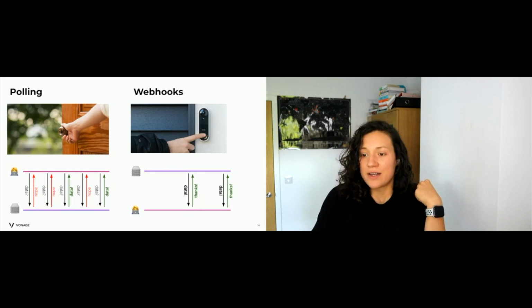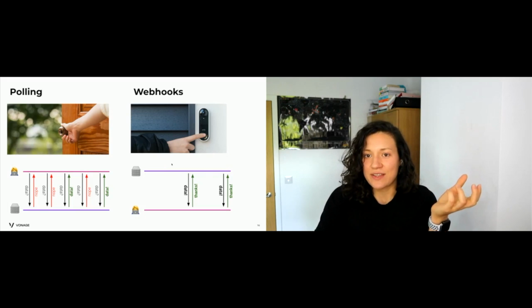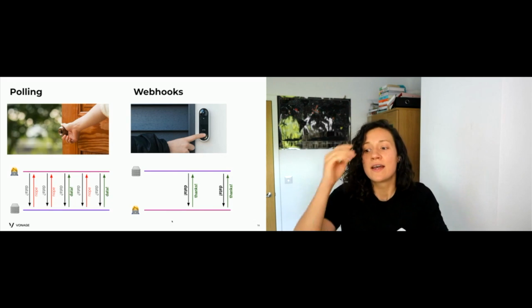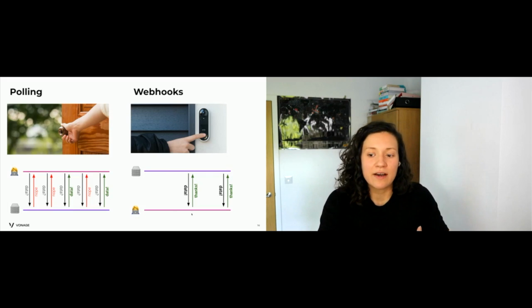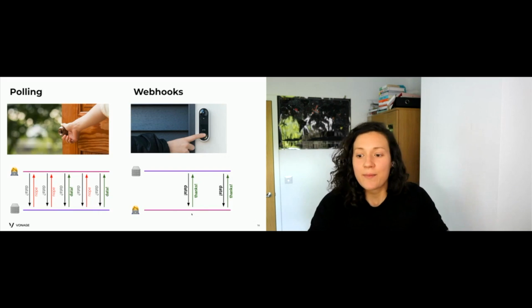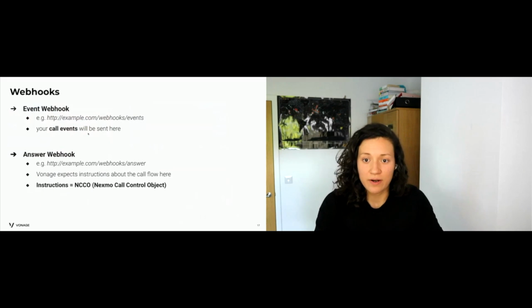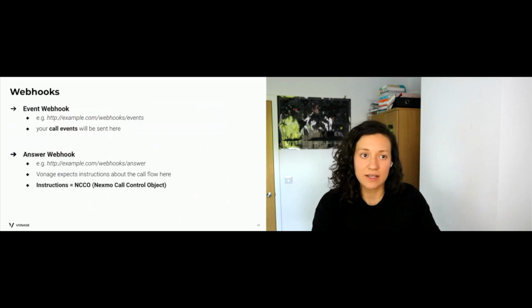So the way we need to let our friends know that they need to ring the doorbell, we will need to let the server know where to send our data. And that would be an event webhook, for example. So in our case, we will need to provide an event webhook where all our call events will be sent. So Vonage will send in here all the details and events that are going to happen with our applications.